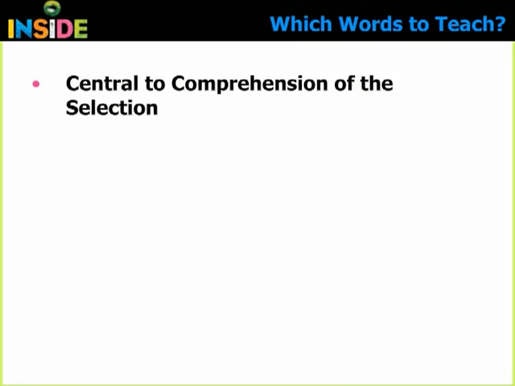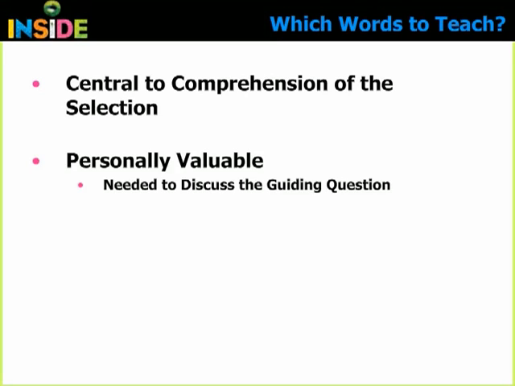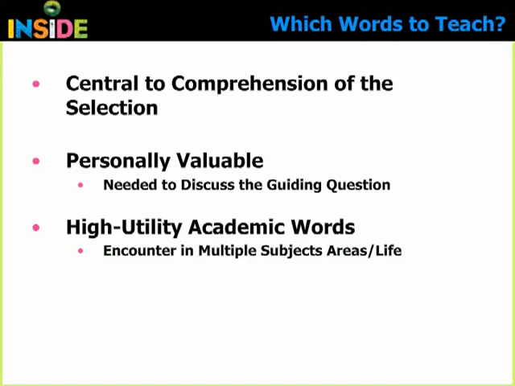When the authors of Inside selected words to be the focus of the key vocabulary lessons, they selected the words that mattered the most. This means that all key vocabulary words are central to comprehending the selection. Without knowing these words, the reading selection, its theme, main idea, or plot just won't make any sense. The key vocabulary words are also personally valuable to the students because they need these words in order to discuss the guiding question. And these words are high-utility academic words that students will encounter in multiple subject areas and in life.